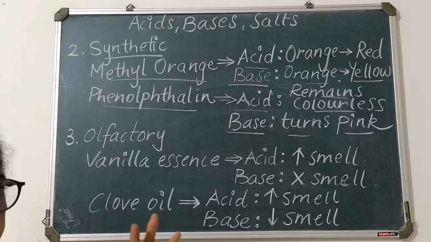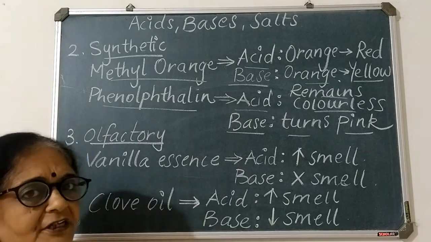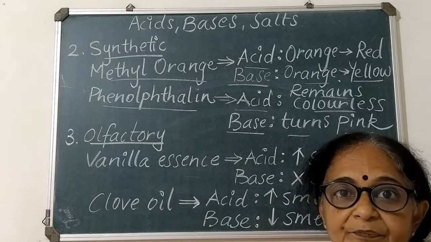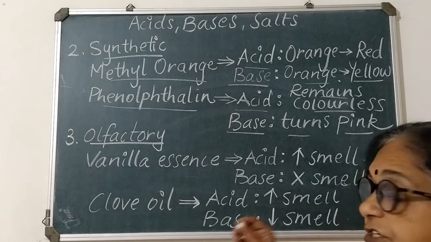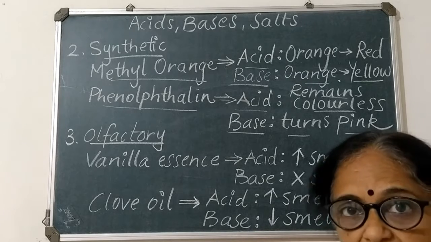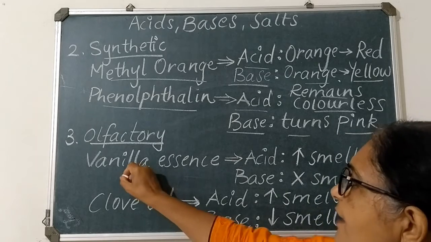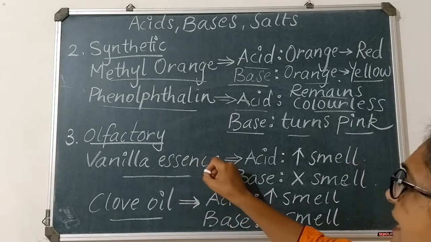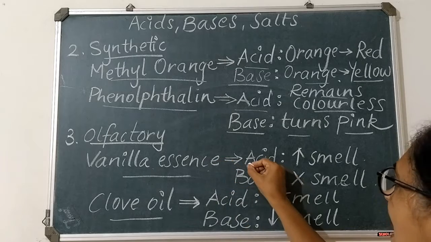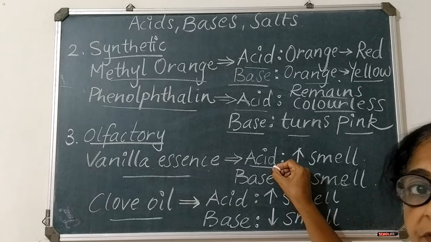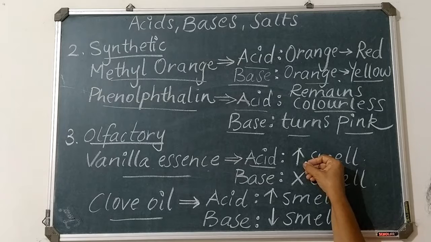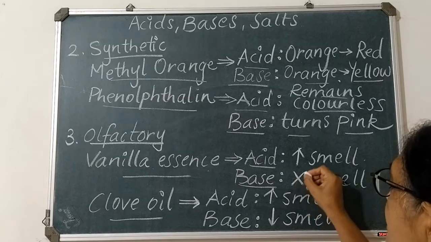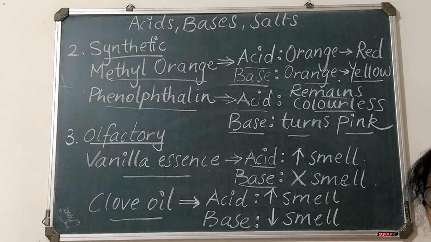The third type of indicator are olfactory indicators. Olfactory means which catches the smell. So there will be a change in the smell. Examples of olfactory indicators are vanilla essence and clove oil. Now when vanilla essence comes in contact with acid, its smell will increase, and when it comes in contact with base, there will not be any smell.